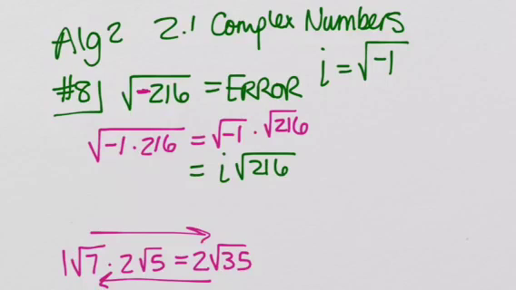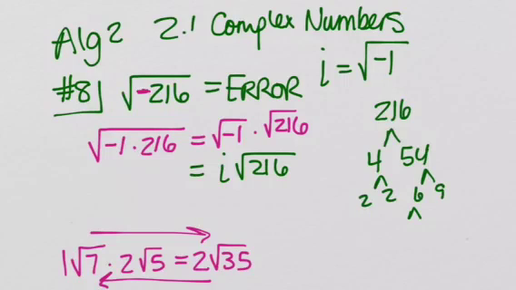Now I need to see, can I break 216 down? I'm pretty sure that I can, so let me go ahead and do that math. I'm going to pause the video. Okay, and when I broke 216 down, I did 4 and 54, 2 and 2, 6 and 9, 2, 3, 3 and 3. So my factors ended up being these guys.